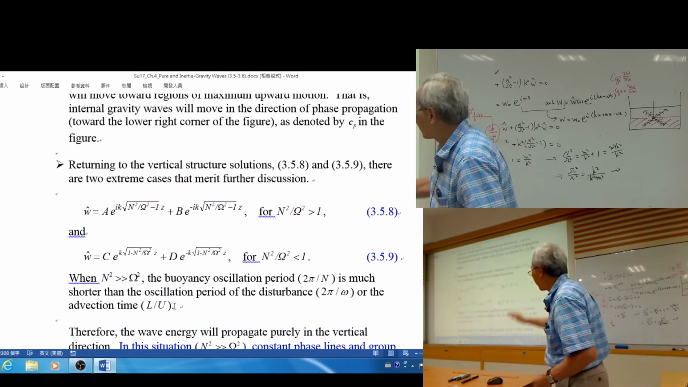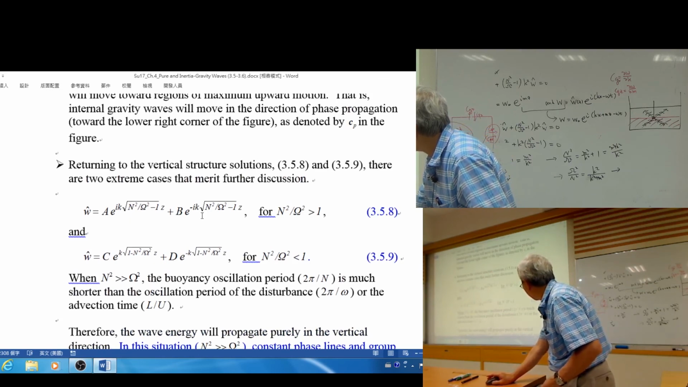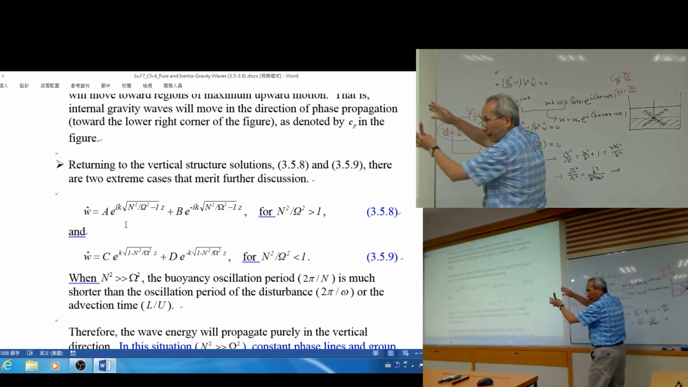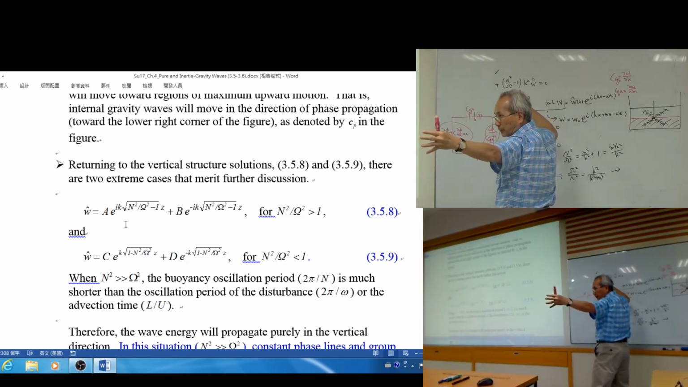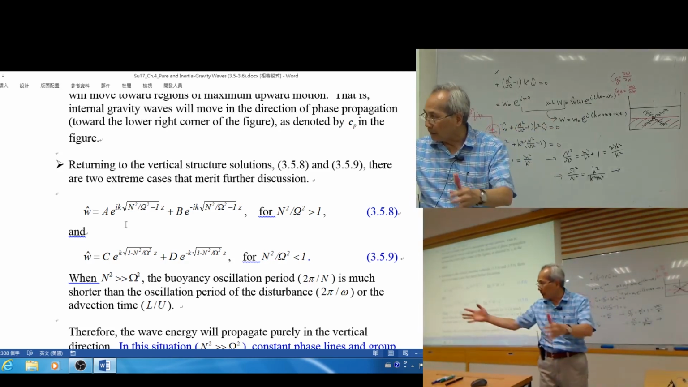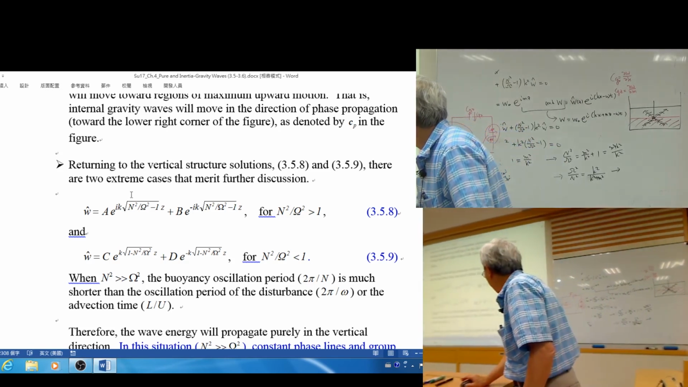So probably I'll stop here because it's already 4 o'clock. So we kind of start here. Next time we're going to talk about these two flow regimes, two extreme cases, and what are they in the flow behavior. So we'll stop here.